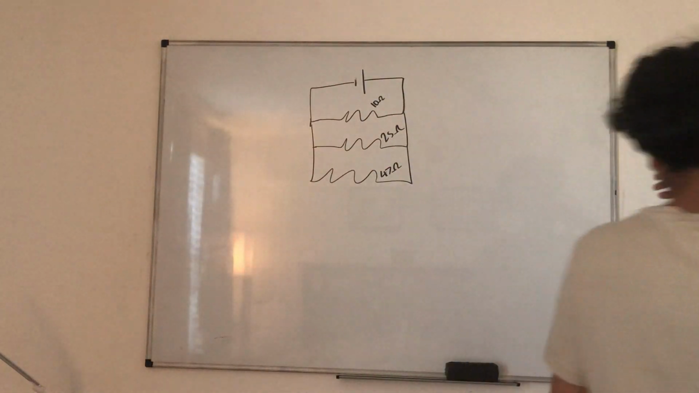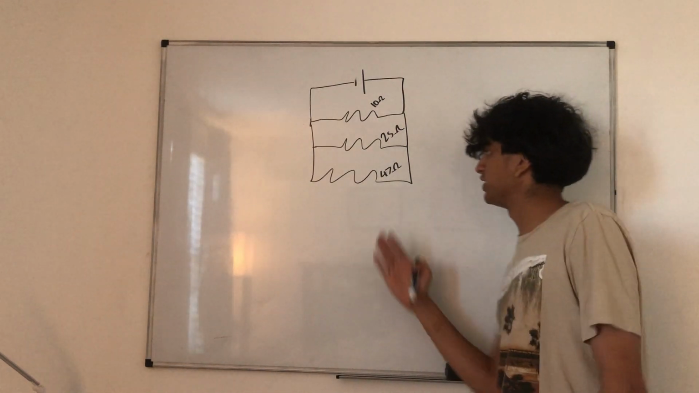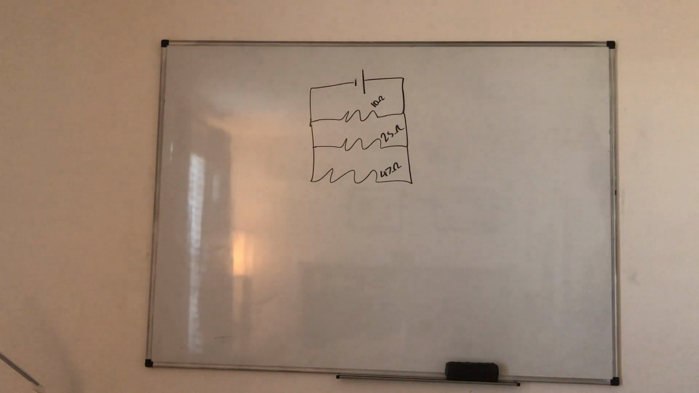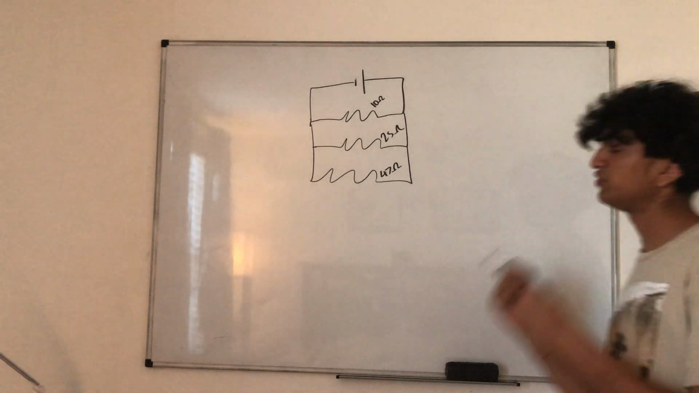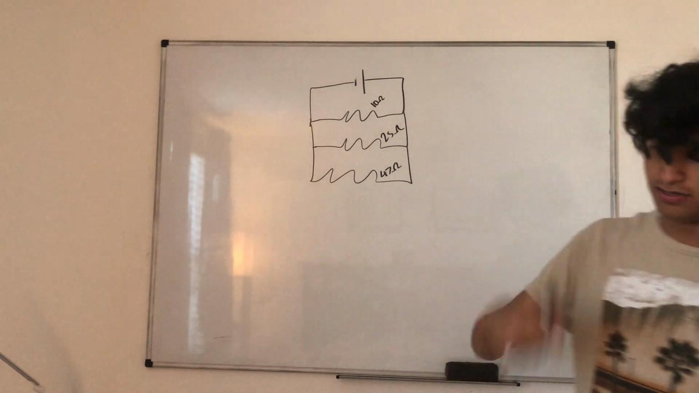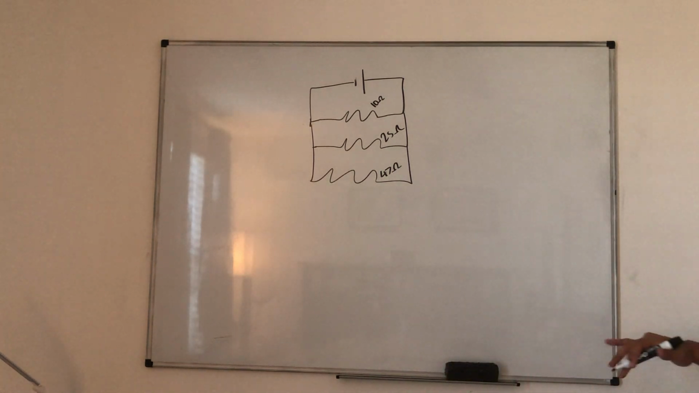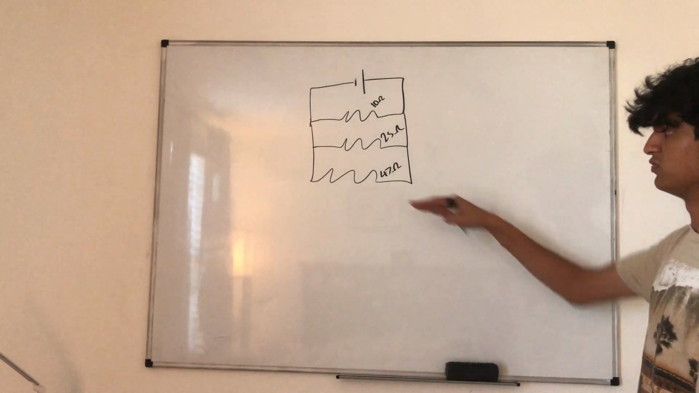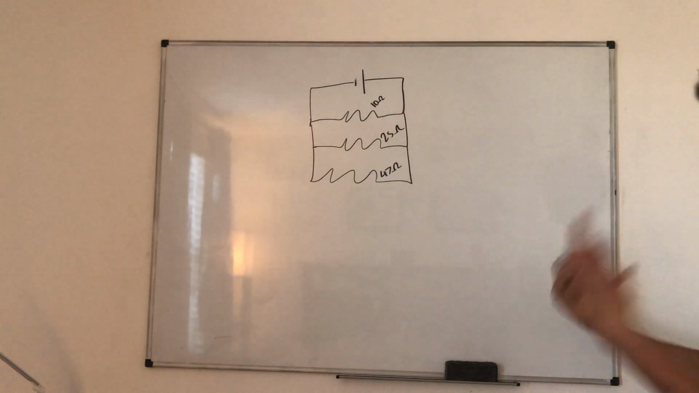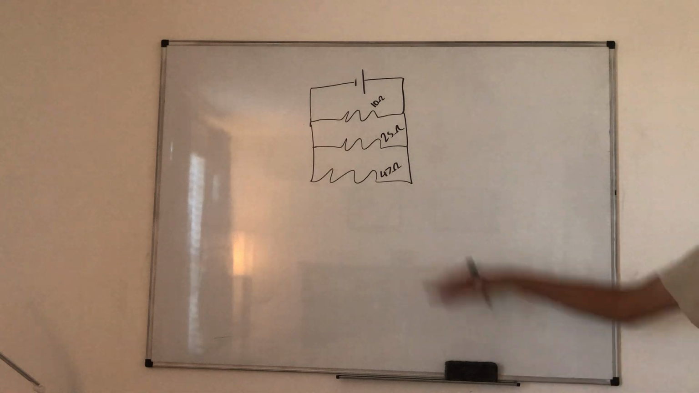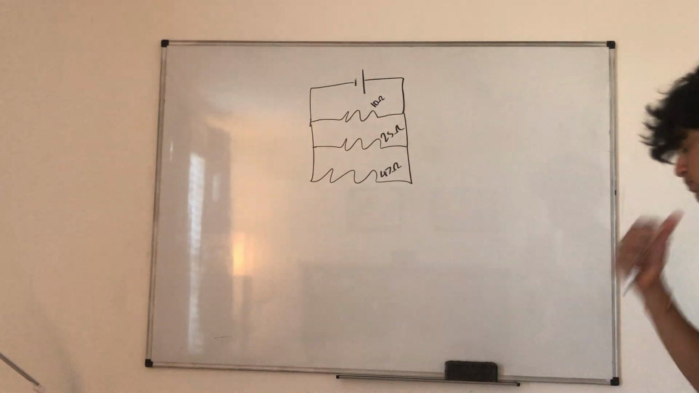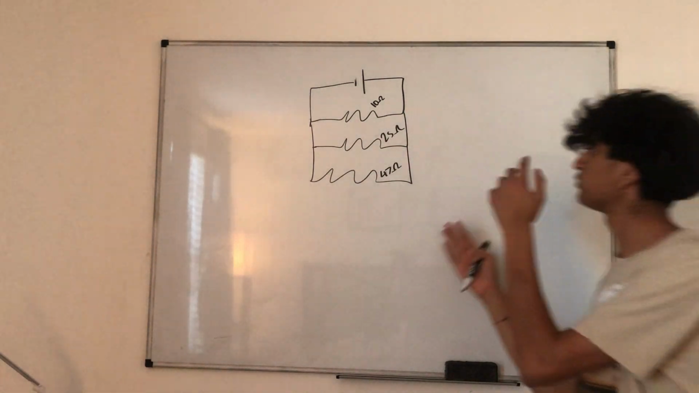So basically, a parallel circuit is when you have multiple resistors that are hooked up to the same potential difference. Now, that sounds complicated. You might be saying, "Why? They're in lines. Isn't that what makes it a parallel circuit, the fact that they're parallel with one another?" And yeah, this is true. They're parallel with one another.